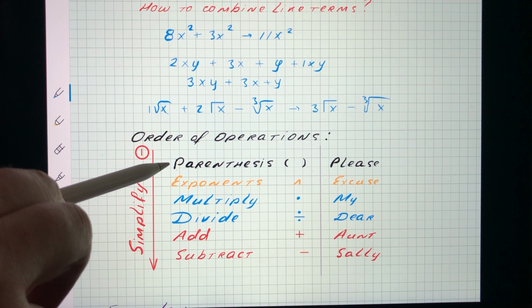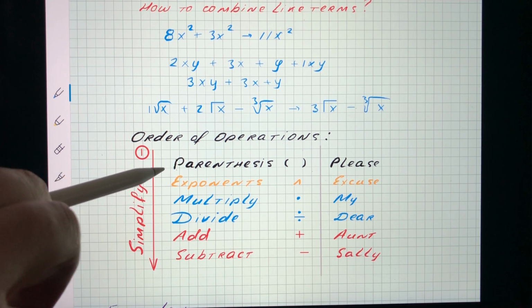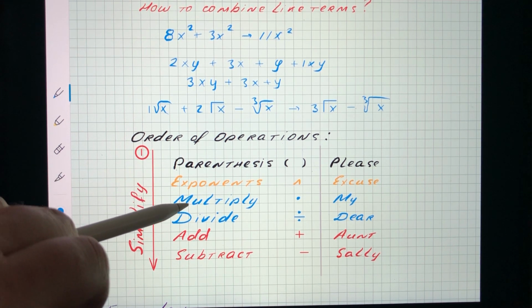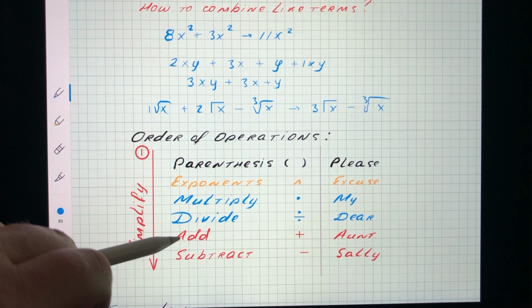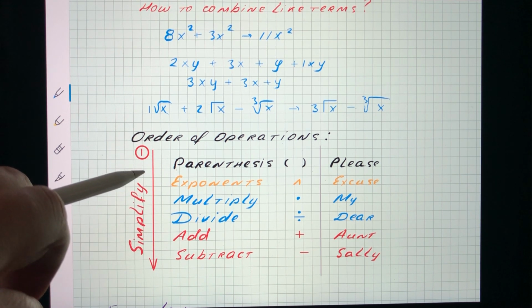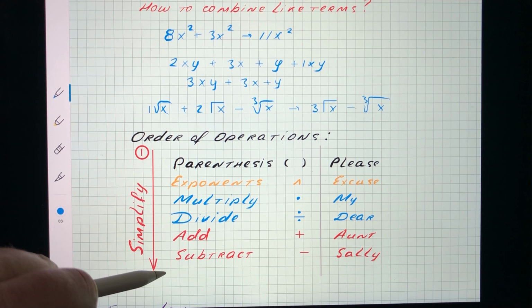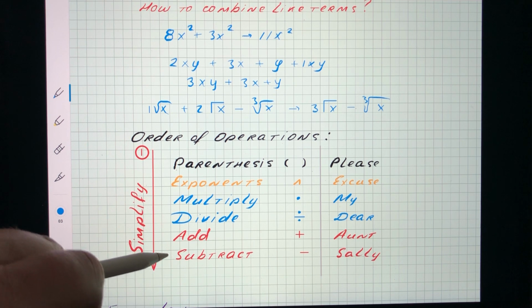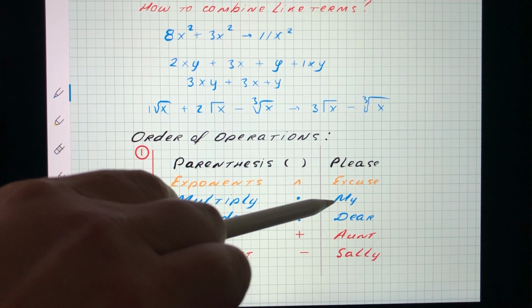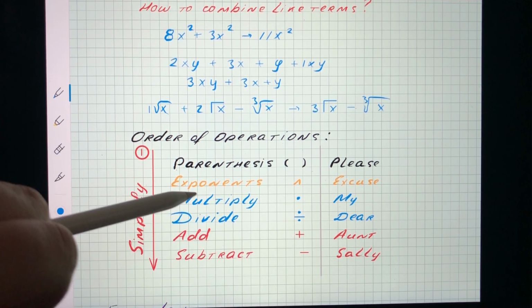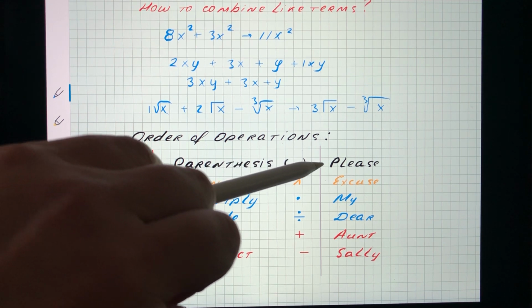So the first thing to do is we simplify everything inside the parentheses, then we do exponents, then we can do multiplication or division in any order, then we can do addition or subtraction. Once we go all the way from the top to the bottom, we will have our expression as simple as possible. To remember this procedure, we can remember the phrase, "Please excuse my dear Aunt Sally," which, as you notice, has the same first letters.